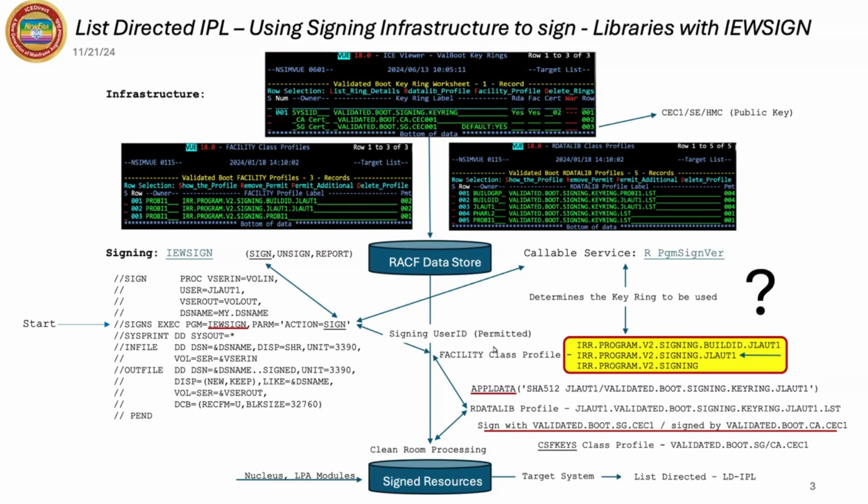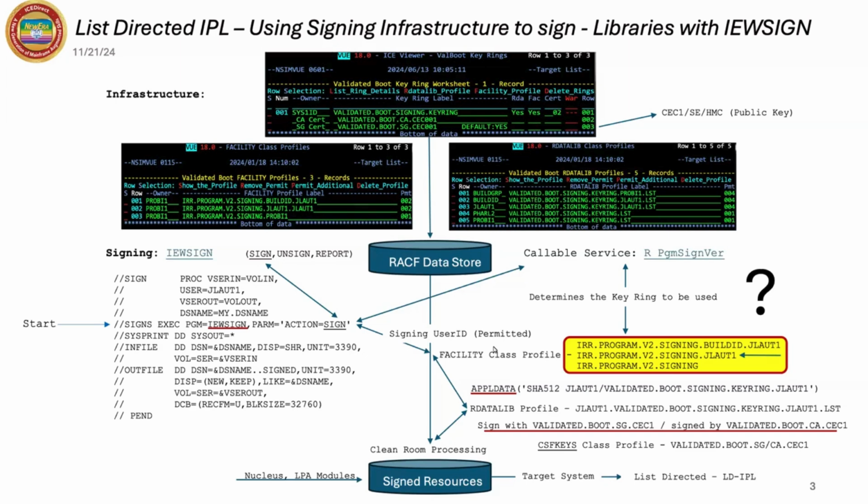It can operate to sign load modules, it can operate to unsign them, and it can operate to create reports that I think of as audit reports of the signing activity itself. Now, importantly, what happens when you execute IEWSIGN is that in its first step, it calls a service provided by RACF that's referred to as rpigum sign ver.